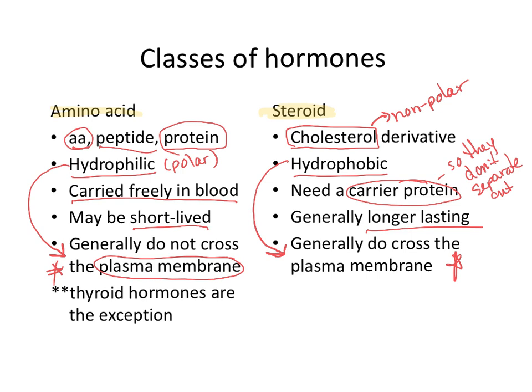For the most part, what I want you to remember is that amino acid hormones tend to be hydrophilic, short-lived, and cannot easily cross the plasma membrane. Steroid hormones are made from cholesterol. They tend to be hydrophobic. They need a carrier protein, and they generally do cross the plasma membrane. Of note, we have thyroid hormone here that is actually an amino acid-based hormone, but it turns out it's nonpolar. And what this means is that it's hydrophobic and it's going to act like a steroid hormone.